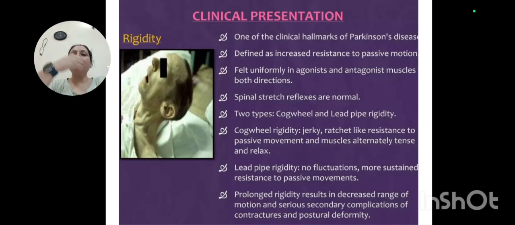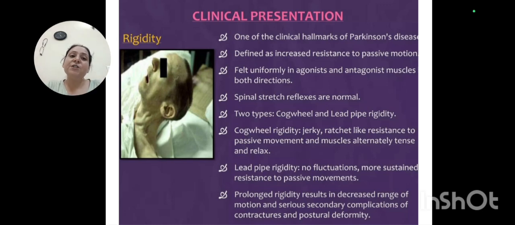Whereas lead pipe kind of rigidity is when you will find resistance, it will be very difficult to move the arm throughout the range of motion. I will find resistance throughout the range of motion. There will be no relaxation. So no fluctuation of tone will be there. This is called lead pipe kind of rigidity.